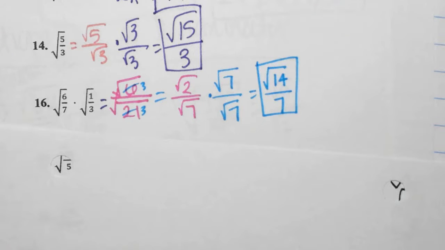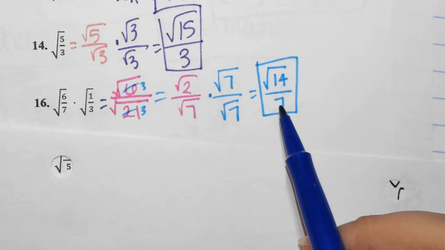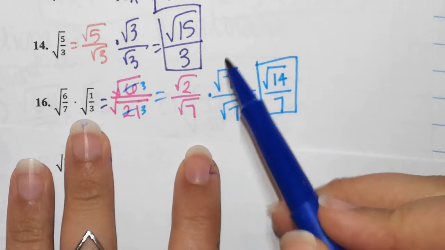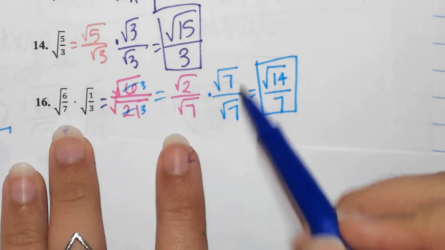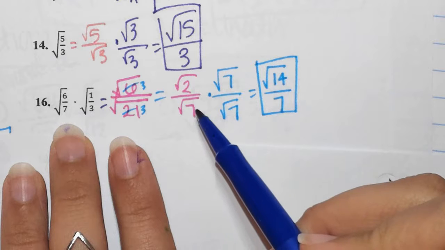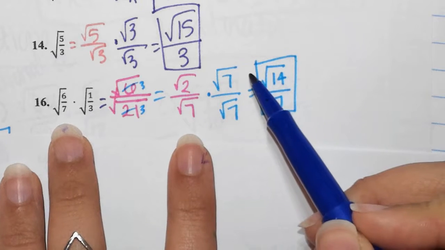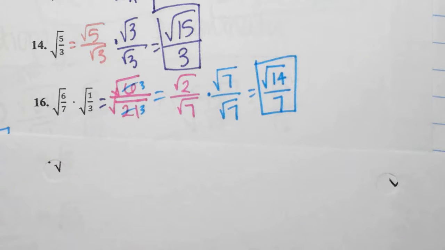Yes, ma'am. Can you repeat how you got the 7 as numerator and denominator? Okay, so this is the rationalizing step where you multiply the top and bottom by whatever your denominator is. So if your denominator was the square root of potatoes, you would multiply the top and bottom by the square root of potatoes. So you rationalize by multiplying it by the denominator.